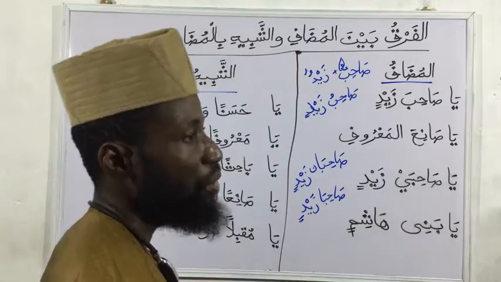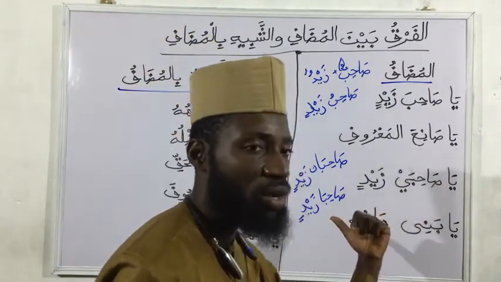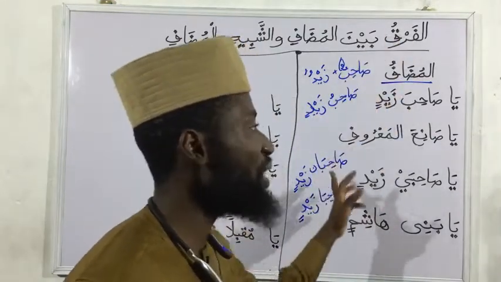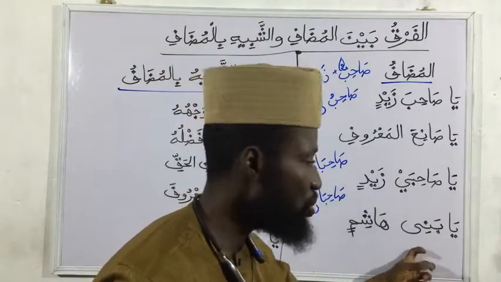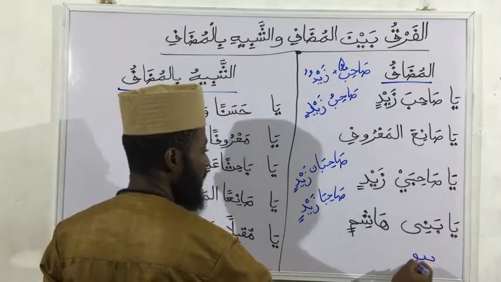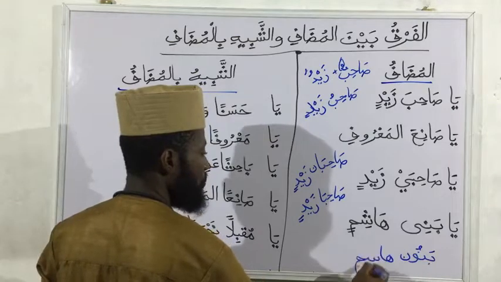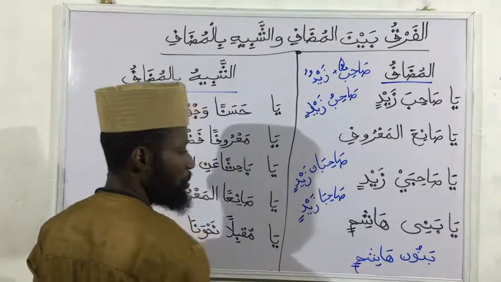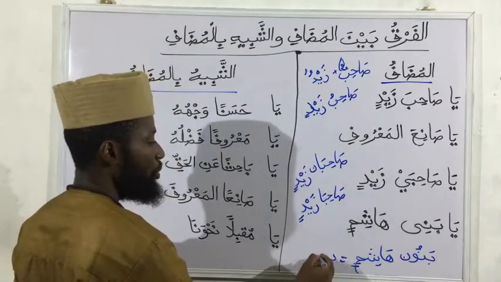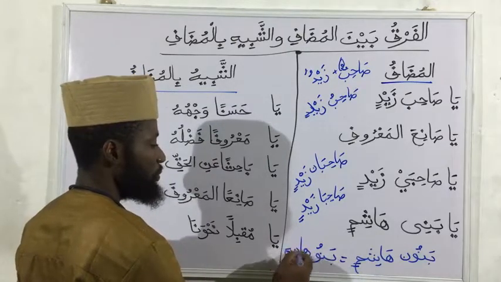You can see that when you want to join your Mudaaf to your Mudaaf ilayhi, the tanween will be dropped, or the noon of the musanna will be dropped. Something like this: the root of Banu Hashim is Banuna plus Hashim, the children of Hashim. Do you get now? The noon is dropped. It becomes Banu. Like this, Banu Hashim. Can you see?